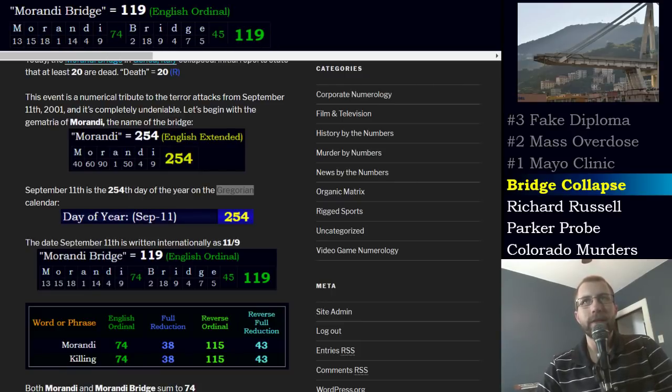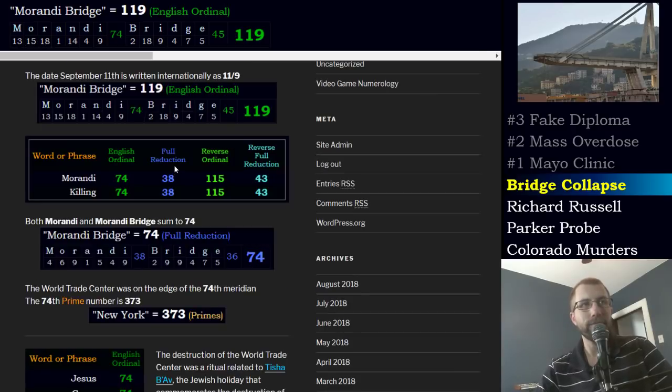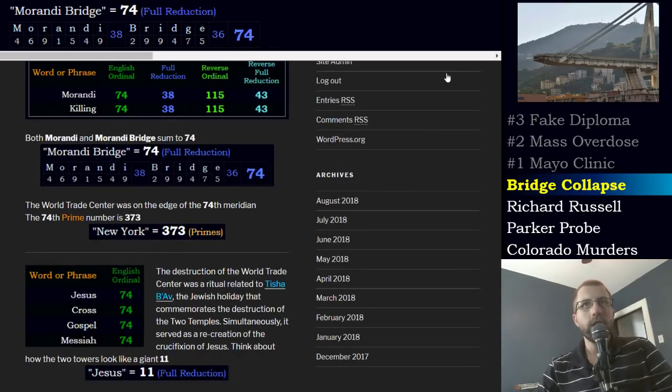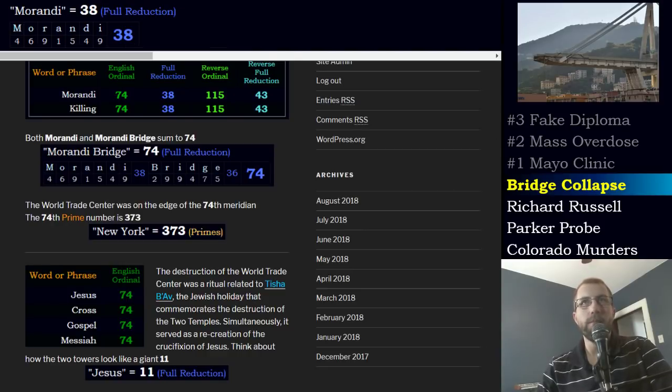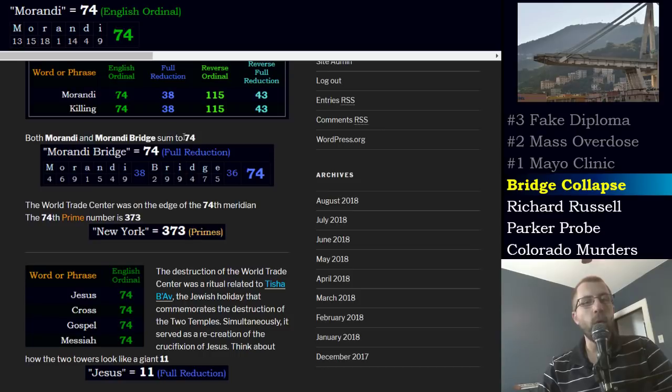And in gematria, Morandi Bridge equals 119, a lot like the date 11/9, which is how most of the world writes September 11th. In reduction, Morandi Bridge equals 74. Morandi equals 74 ordinal. And notice how Morandi has the same gematria as killing in all four base methods. But 74 was a number significant to 9/11. Think about where the World Trade Center is located. If you look up the coordinates, you'll find it's sitting almost perfectly, within 2 blocks of the 74th meridian.